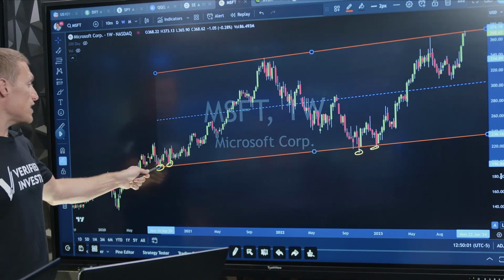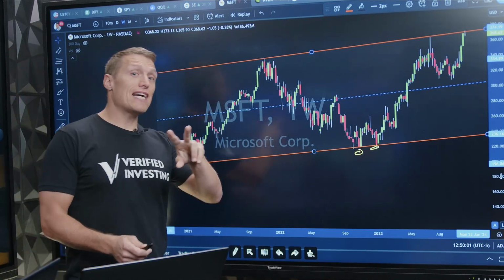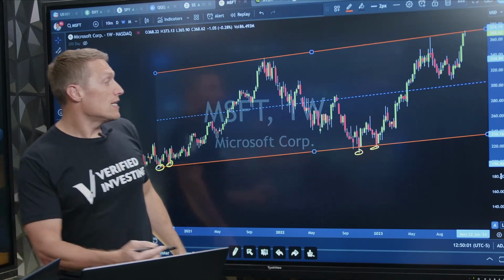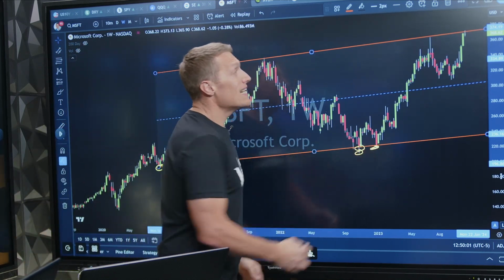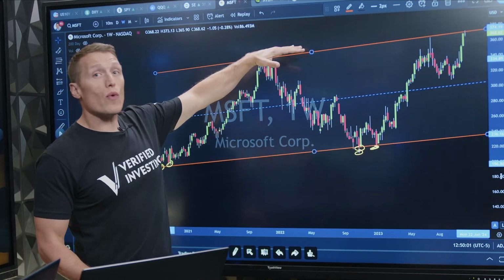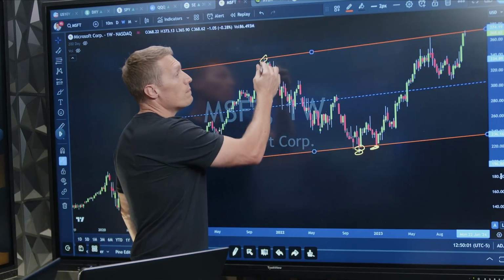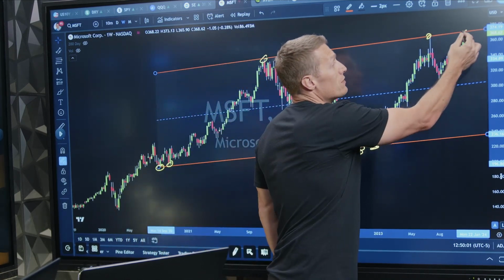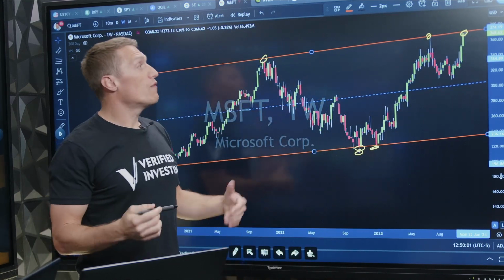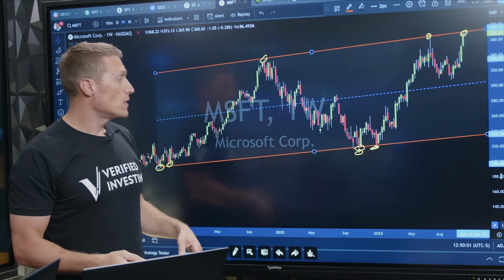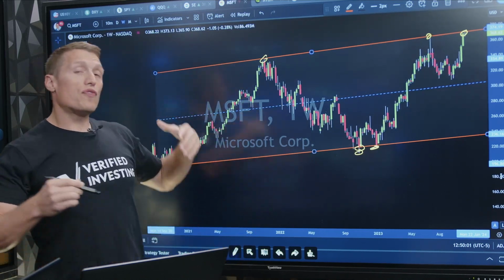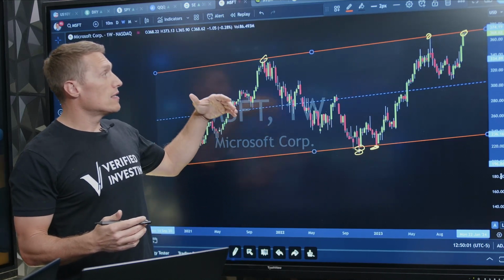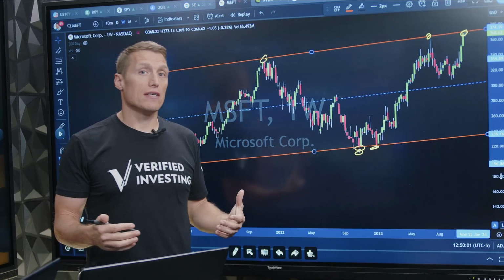So you'll have this pivot low, and it takes two or more pivot lows in order to create a parallel channel. So you have here and here, and then you bring it all the way up, and then you have this pivot top and this pivot top, and that allows us to set up our third target for the parallel channel. All right?